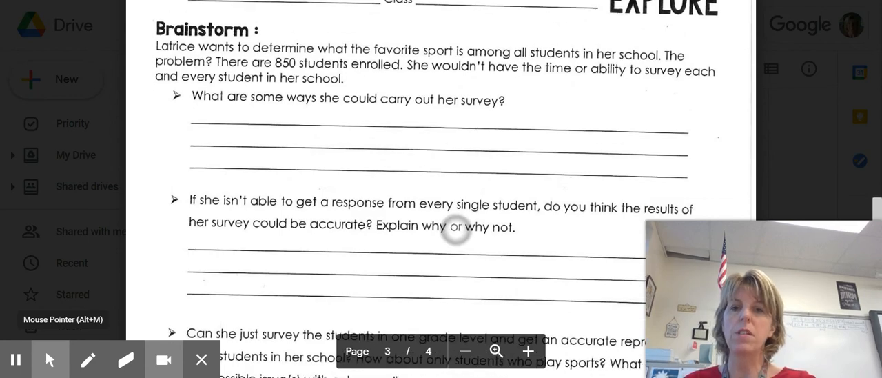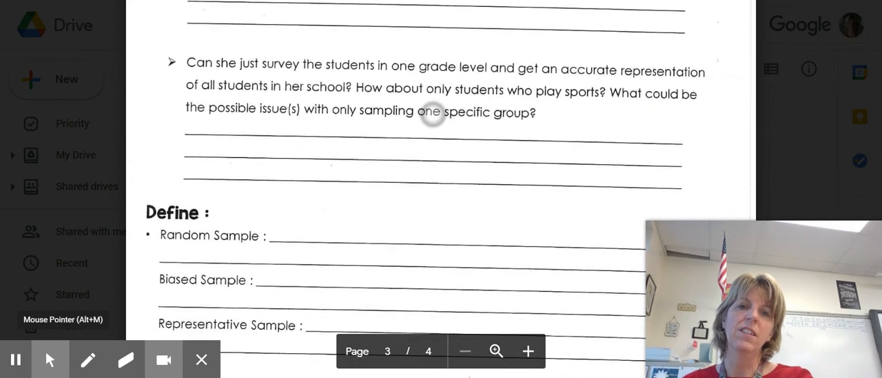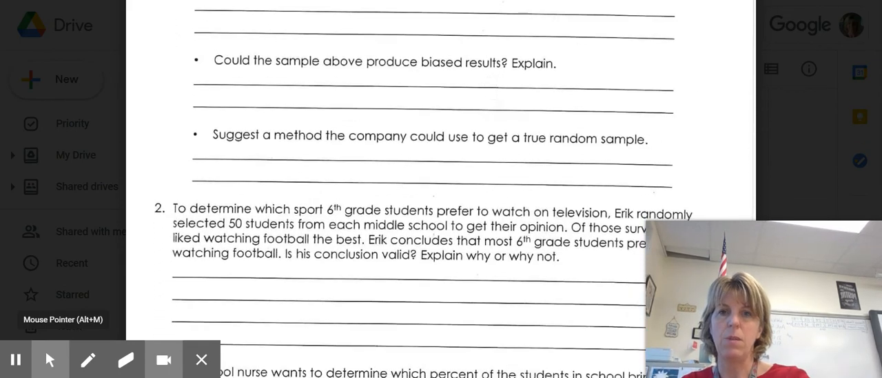If she doesn't get a response from every single student, do you think her survey is accurate? We talked about how, yes, it could be, as long as it's random and a large enough sample. If there's 1,000 students in the school and she only gets 10 responses, it's not going to be very accurate. But the larger the sample, the more accurate her statistics will be. Can she survey just the students in one grade level? No, not really. Or ask only the students who play sports? No, that creates bias. Just focusing on one specific group, only math students or only freshmen or only athletes, is going to create bias. All right. And this one, I think we're all set.